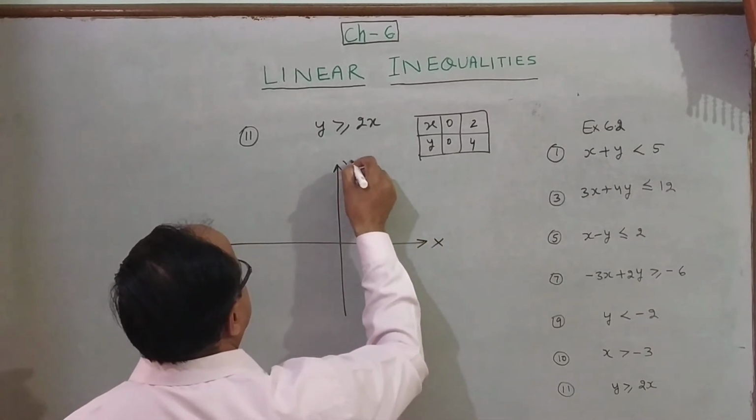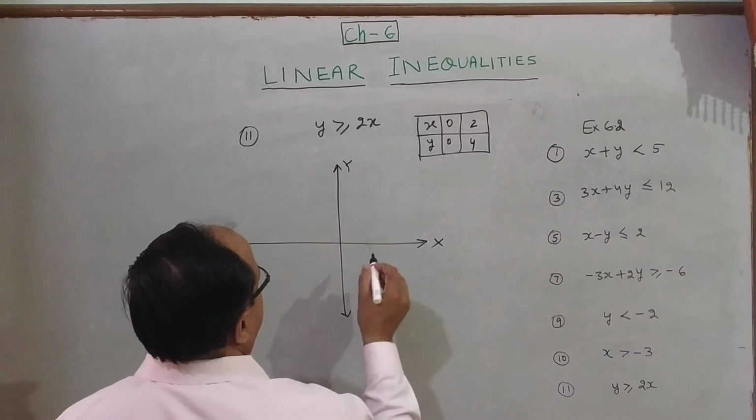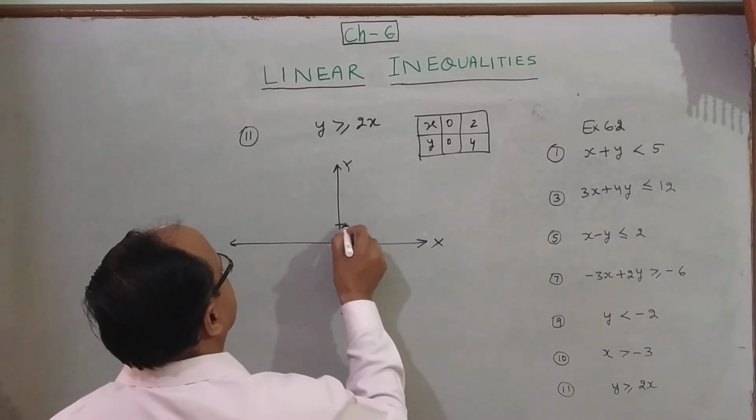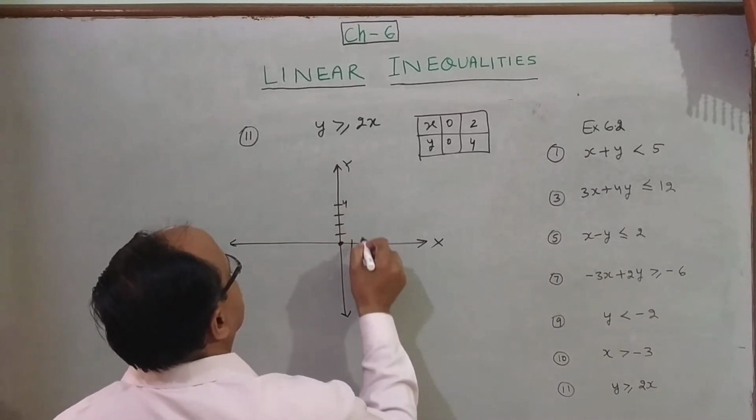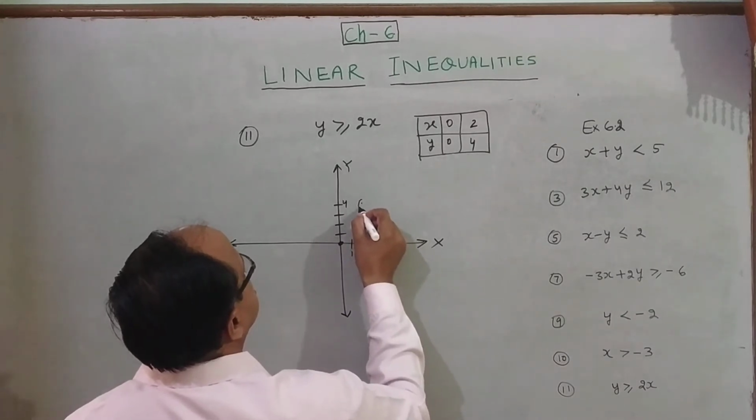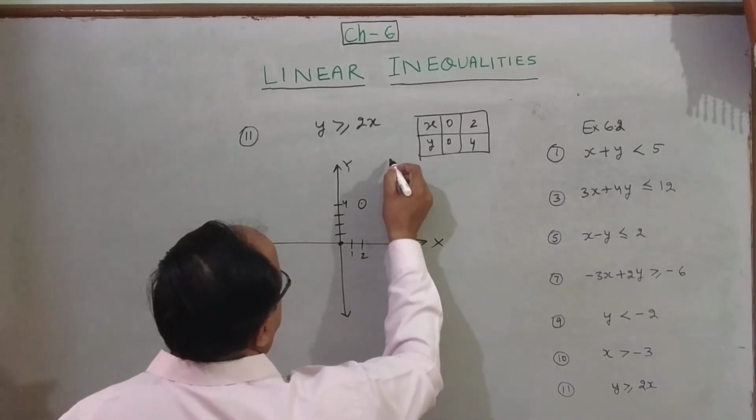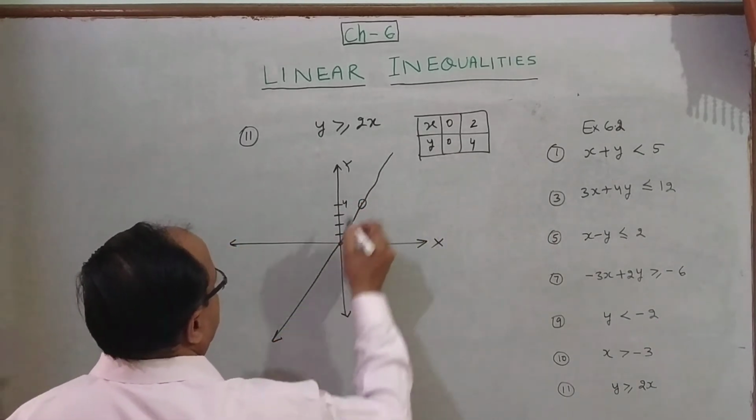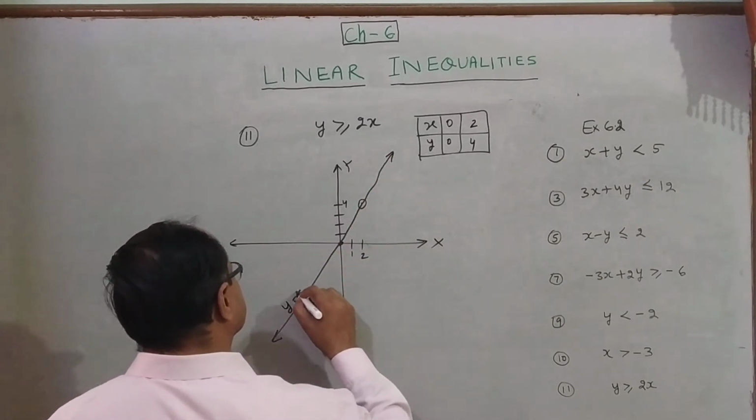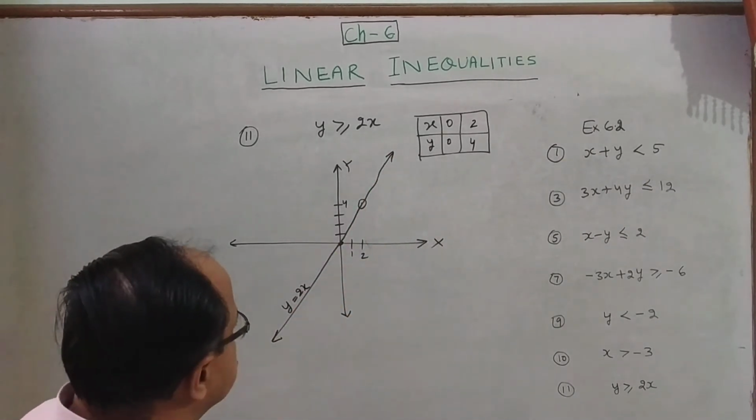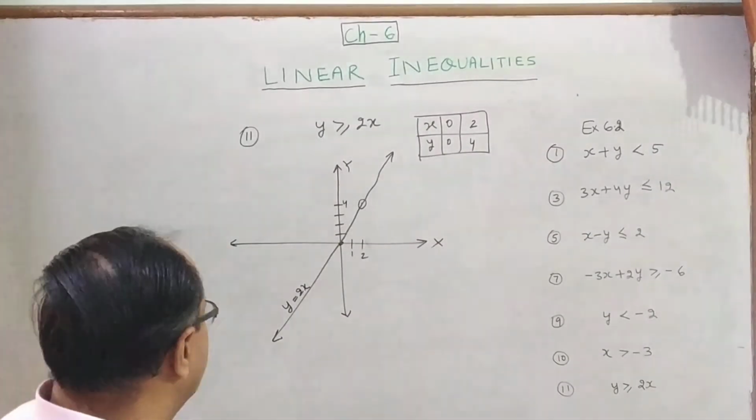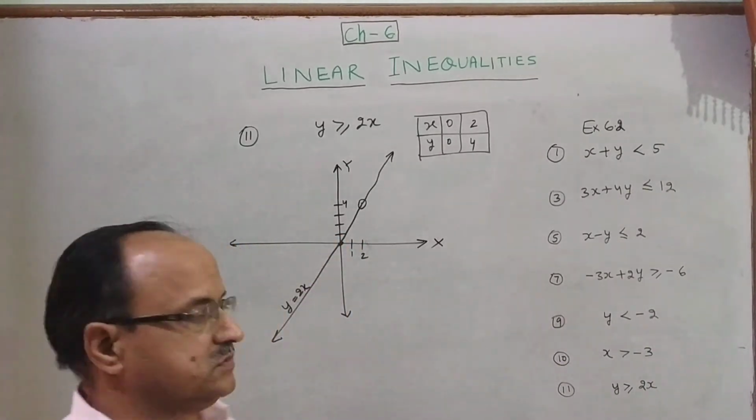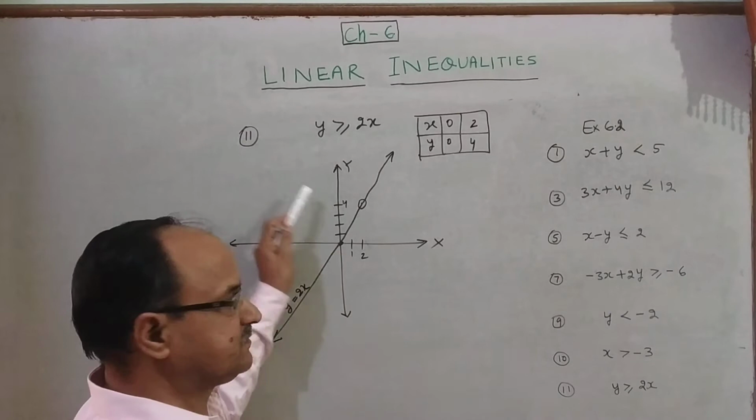X-axis, y-axis. 0, 0 origin here. 1, 2, and this is 1, 2, 3, 4. 2, 4 means this point. Now join this line. So this is y is equal to 2x, correct? Now the main question is which is the shaded portion? This portion or this portion?